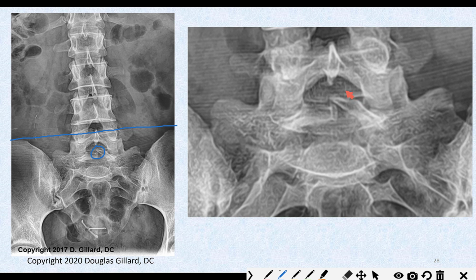But look at this. I blew this up right here. See how the bones didn't fuse together into one unit? So that's a spina bifida. You don't see that there. See how that works? So easy, isn't it?